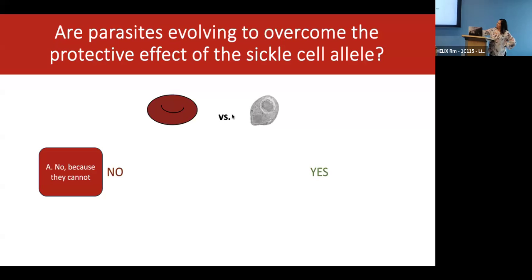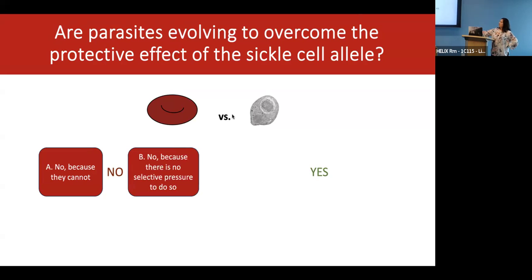Okay, so these are the kind of options that I would think could be. We might say no, they're not. And that might just be because they cannot. Maybe this is the magic bullet that parasites cannot get around. It targets something totally crucial to the parasite and they cannot evolve around it. Or maybe the answer is no because there's no selective pressure for them to evolve around it. Maybe it's not actually bad for them. So it protects people from disease, but maybe it actually isn't bad for the parasite.